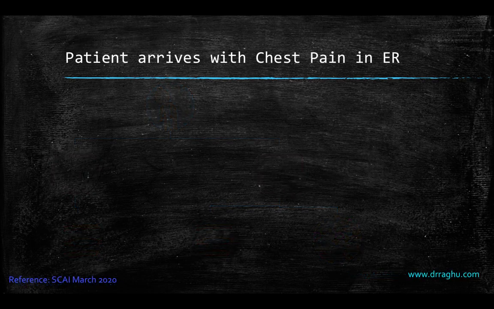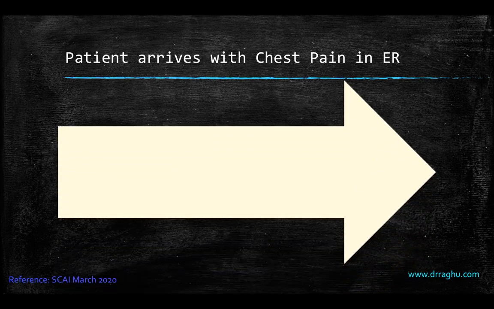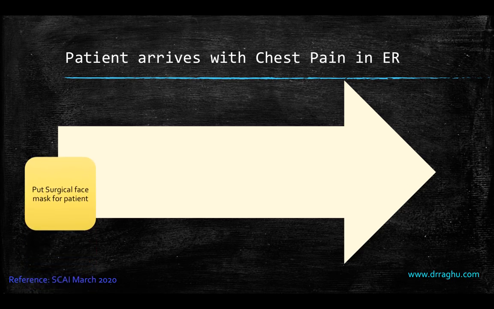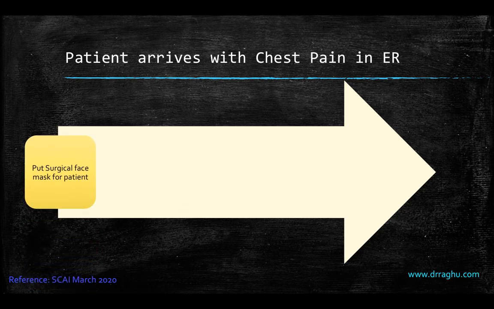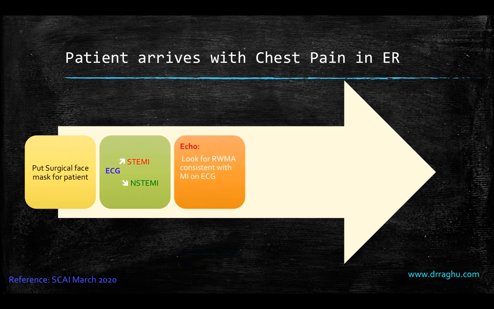When a patient arrives with chest pain in the emergency room, we need to have certain protocols in place. The first step is the patient should be given a surgical mask lest he has a chance of infecting other people. All patients should be considered as COVID positive or potentially positive unless proven otherwise. We have to take an electrocardiogram and differentiate a STEMI from a non-STEMI.